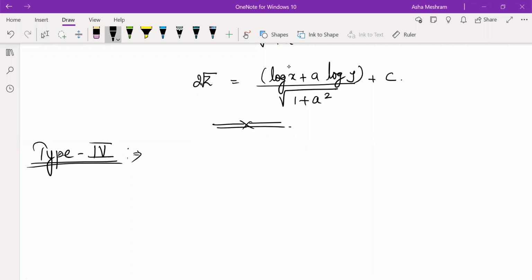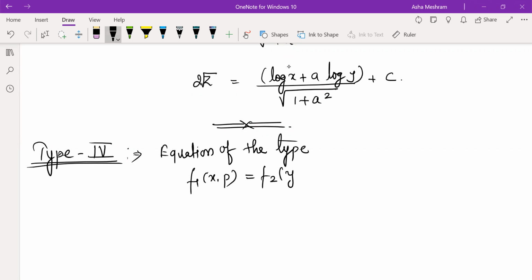So what is there in type 4 method? Your equation must be of the type f1 xp is equal to f2 yq. Means this LHS must contain the terms x and p, and the RHS of this expression must contain the terms y and q.